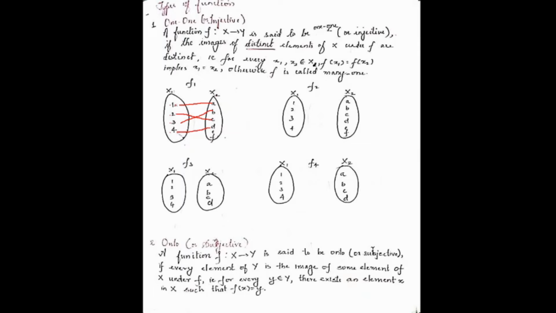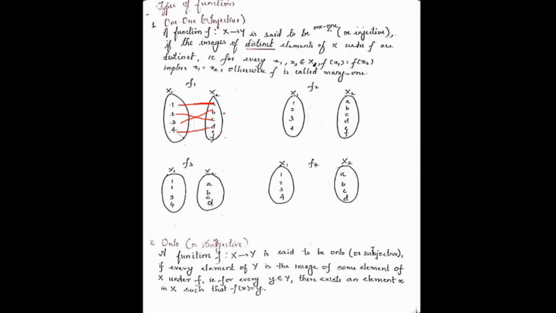So they are having distinct images, that is, one image each. 1 is having A, 2 with C, 3 with B, 4 with D. So they are having distinct images. Getting it? Here E and F are left out. That is not a problem. But from this set, each and every element should have a distinct image in this set under F.